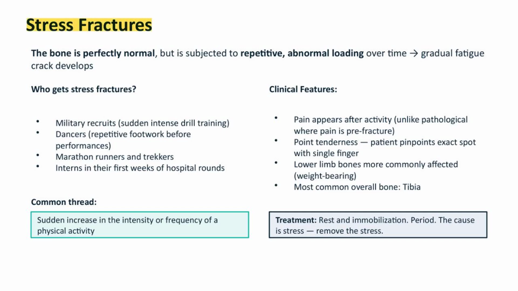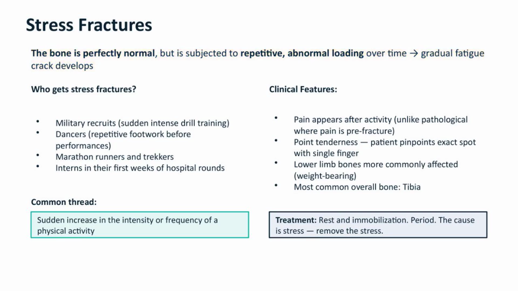On the flip side of pathological fractures, we have stress fractures, where the bone itself is completely normal. A stress fracture is the opposite situation. The bone is perfectly normal, but it is subjected to repetitive, abnormal loading over a period of time, causing the bone to gradually develop a fatigue crack.